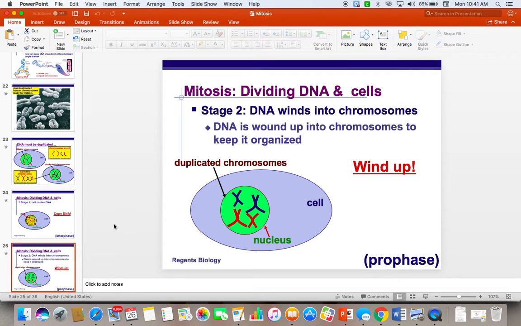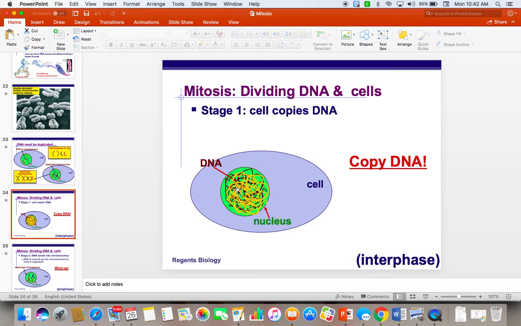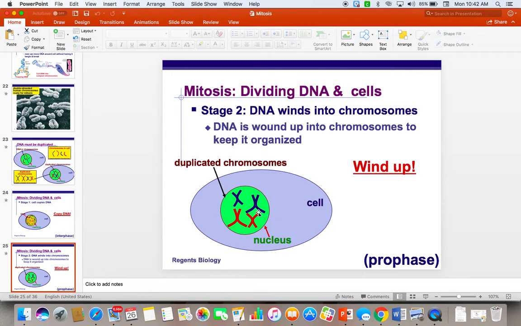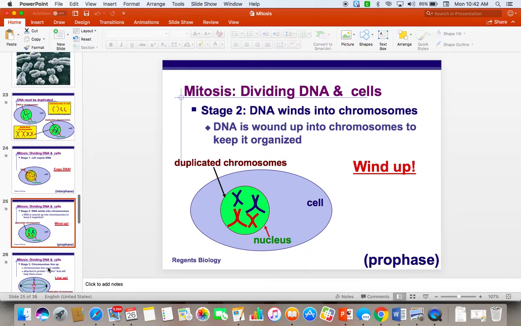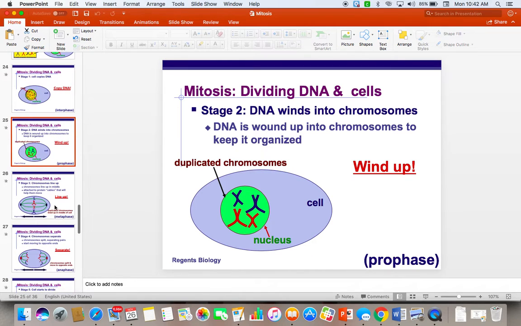And so mitosis begins with prophase. During prophase, we still have a nucleus, and we have double chromosomes inside the nucleus. And in fact, this is when the chromosomes form. That's why it says wind up over here. So we go from stringy DNA to DNA that has wound up into a chromosome. Okay, so that's what prophase is like.